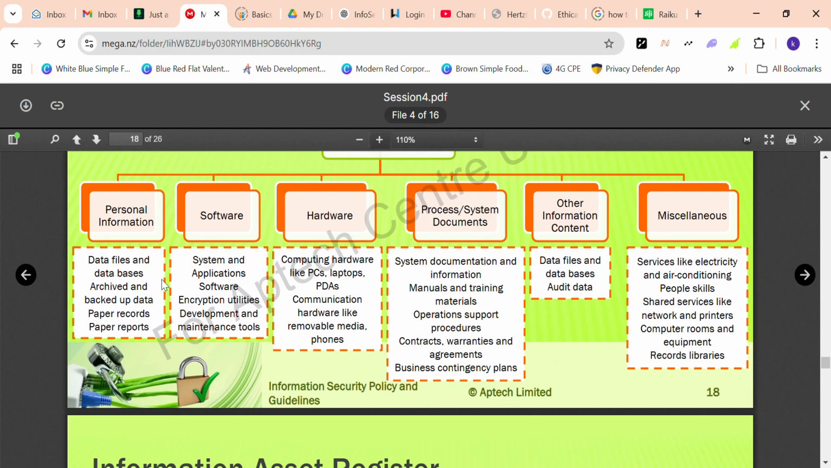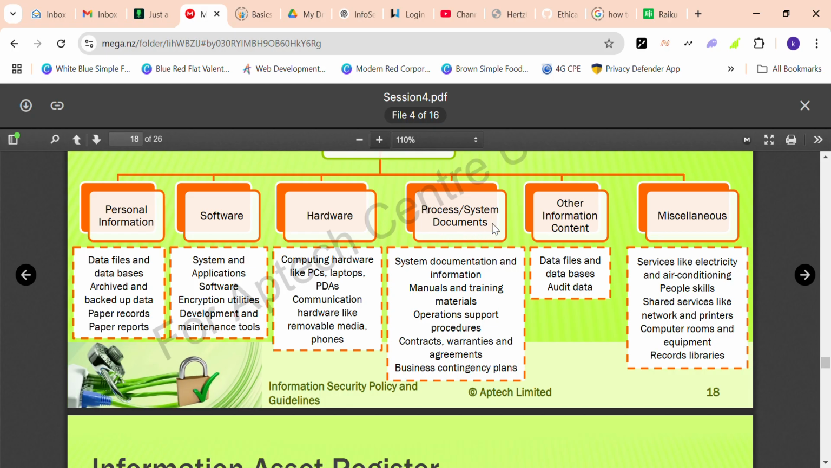Now when we are talking about personal information, we are talking about data files and databases, archive and backup data, paper records and paper reports. Now when we are talking about software, we are talking about system and application software, encryption utilities, development and maintenance tools like Microsoft Word, accounting software, and so forth, like IDS and firewall. So we have host-based firewall, which is a software package. We also have hardware, which is computing hardware like PC, laptop, PDAs, and communication hardware like removable media, and your phone also. These are examples of hardware.